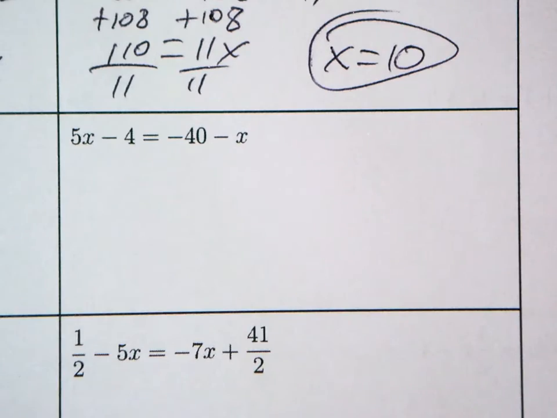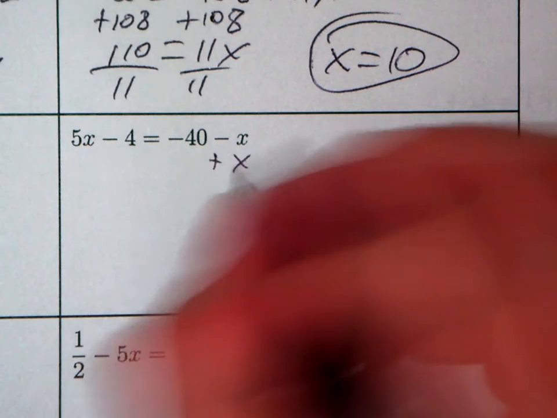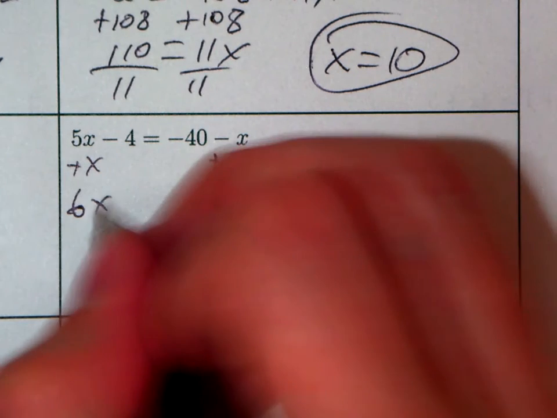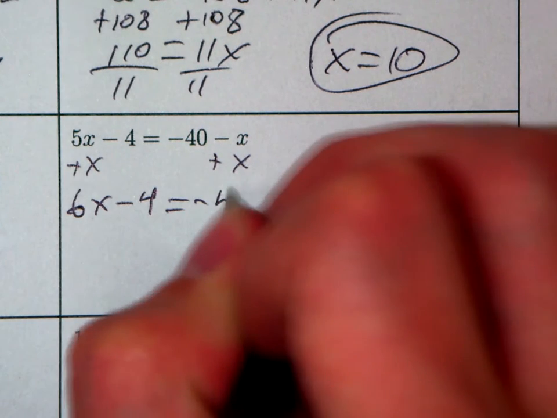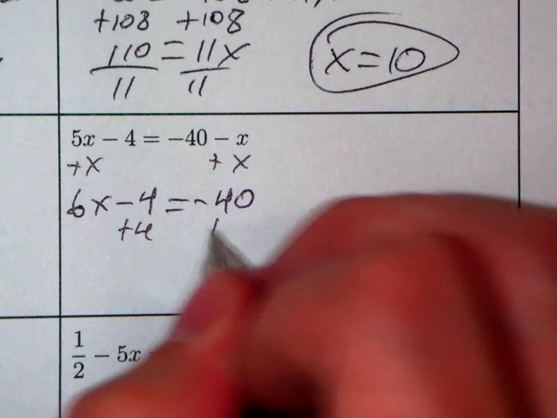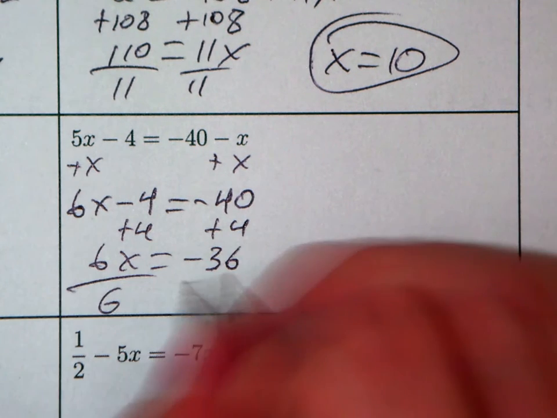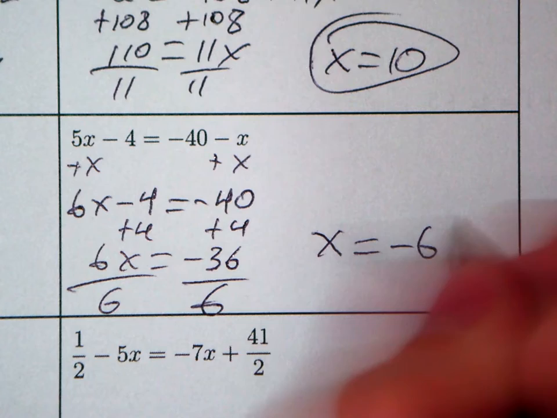Moving down, I will add x to both sides. That way I end up with a positive 6x minus 4 is equal to a negative 40. I'll add 4 to both sides. 6x is equal to negative 36. When I divide both sides by 6, x is equal to negative 6.